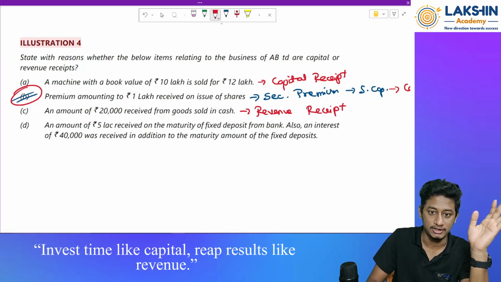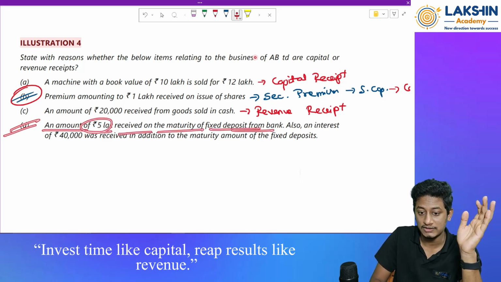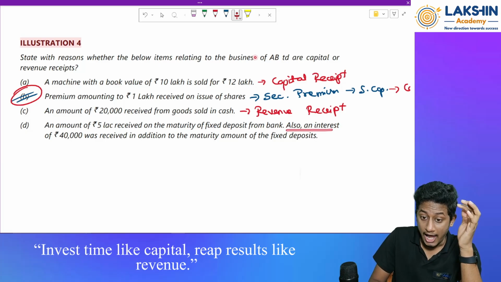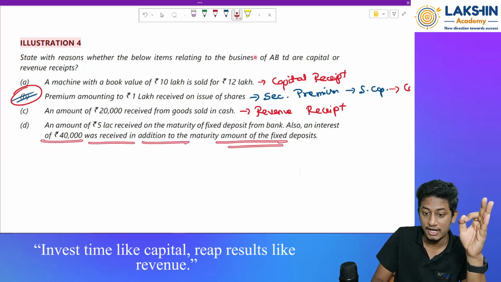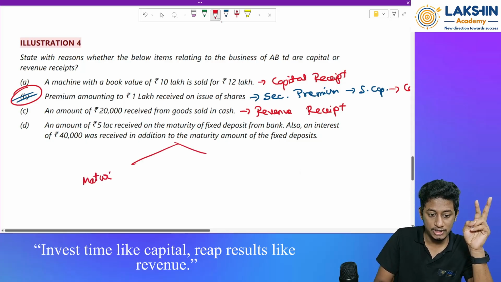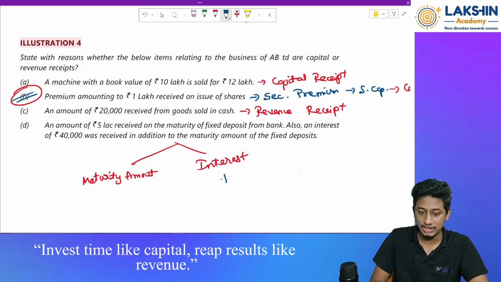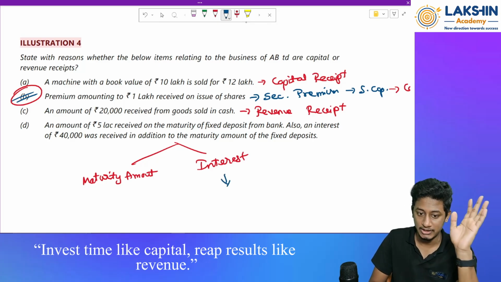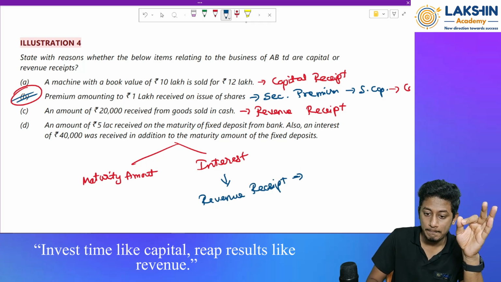Then next. An amount of rupees 5 lakh received on maturity of fixed deposits from the bank. Also, an interest of rupees 40,000 was received in addition to the maturity amount. So there are two components over here: the maturity amount and the interest. Whatever interest you receive is a recurring item, and it's a short-term benefit. So this will always be a revenue receipt, and it will be taken to the P&L account.